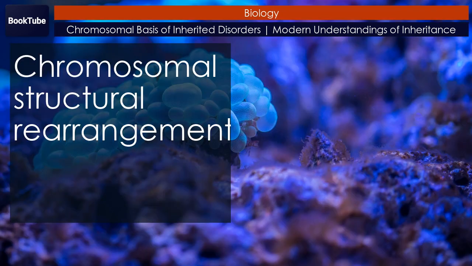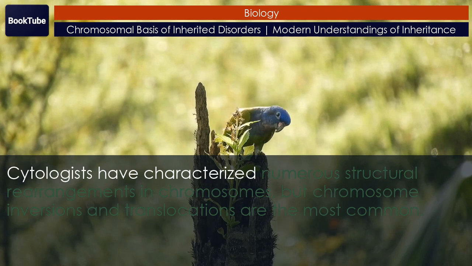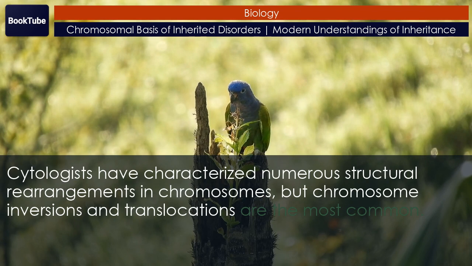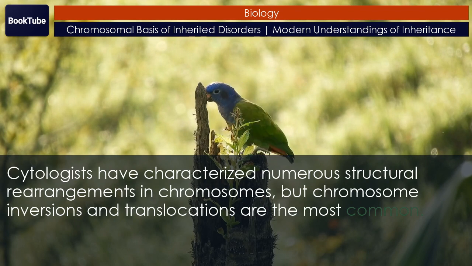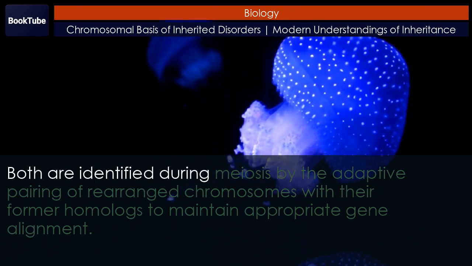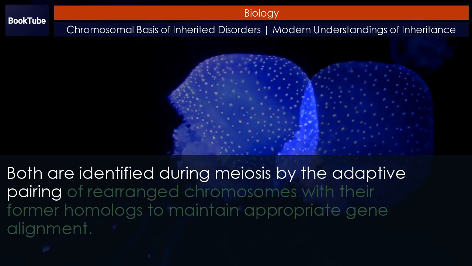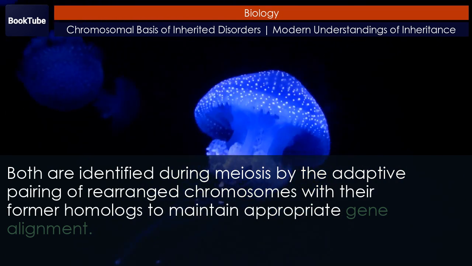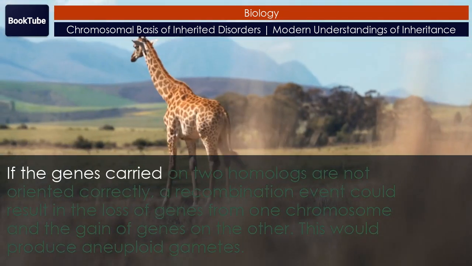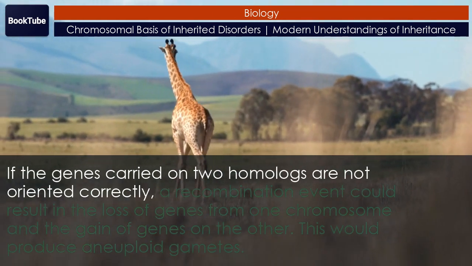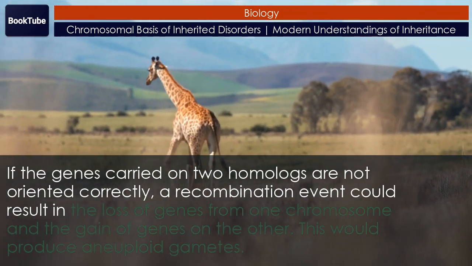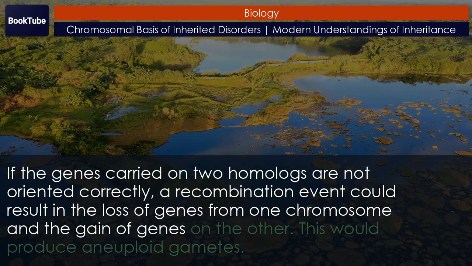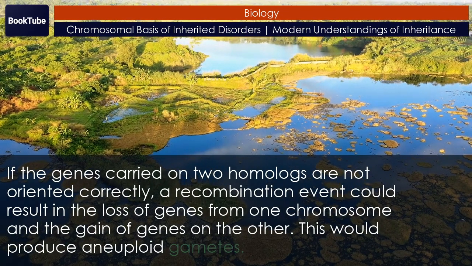Chromosomal structural rearrangements. Cytologists have characterized numerous structural rearrangements in chromosomes, but chromosome inversions and translocations are the most common. Both are identified during meiosis by the adaptive pairing of rearranged chromosomes with their former homologs to maintain appropriate gene alignment. If the genes carried on two homologs are not oriented correctly, a recombination event could result in the loss of genes from one chromosome and the gain of genes on the other. This would produce aneuploid gametes.